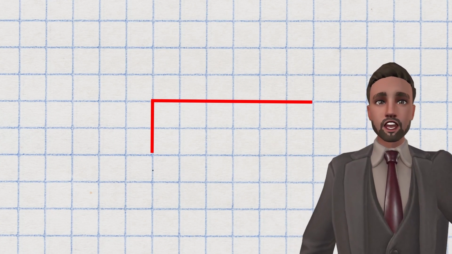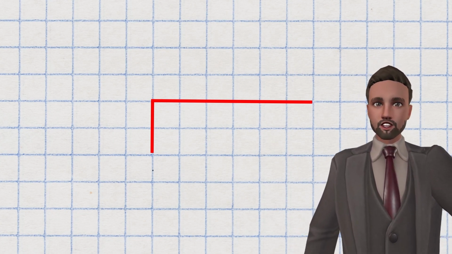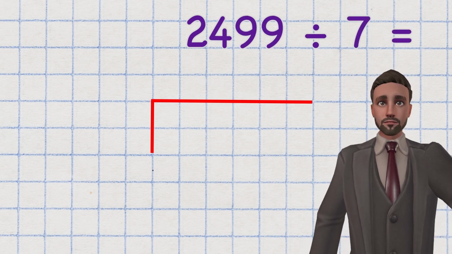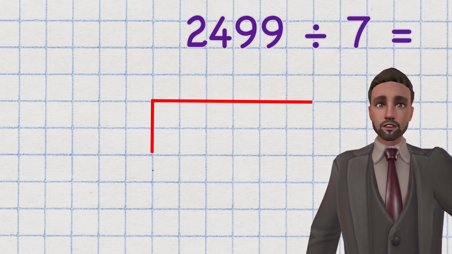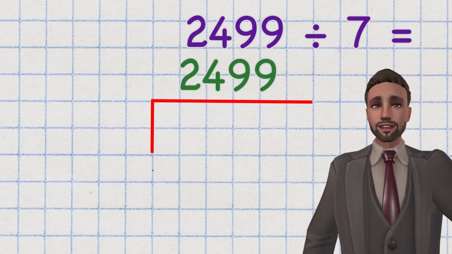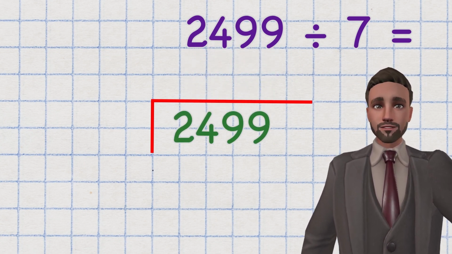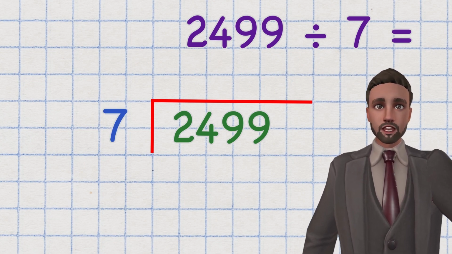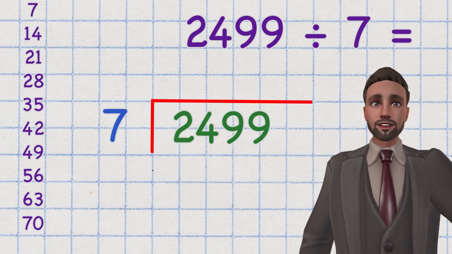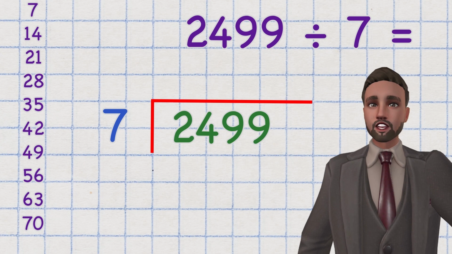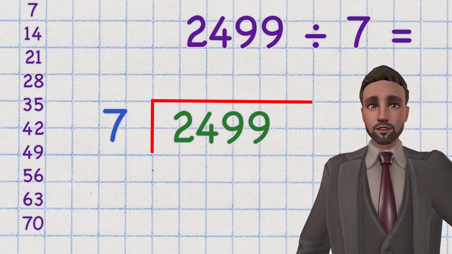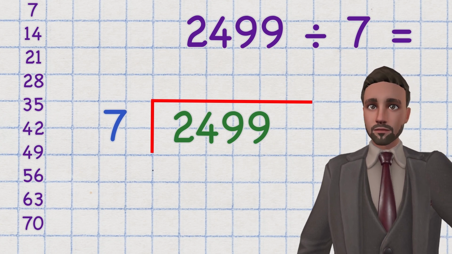How about we look at a large number with multiple exchanges? Something like 2,499 divided by 7. We begin by putting our dividend, 2,499, into the bus stop, and our divisor, 7, on the outside. My next step is to write all my multiples to the left. When I become confident in this, I could begin to use my mental arithmetic and not write down my multiples. But for now, I'm writing my multiples.